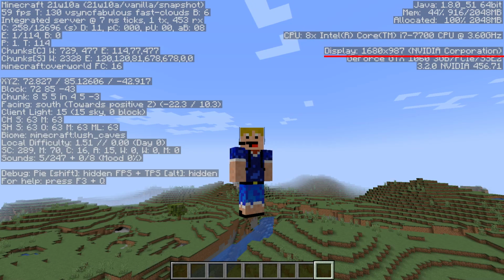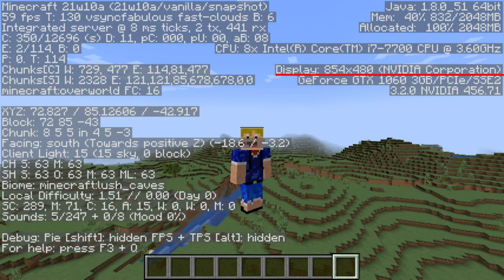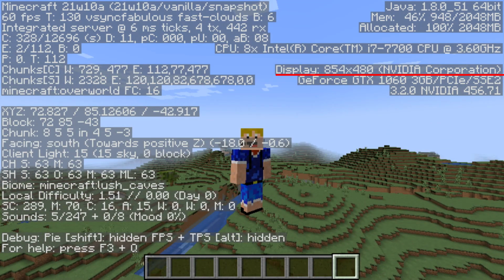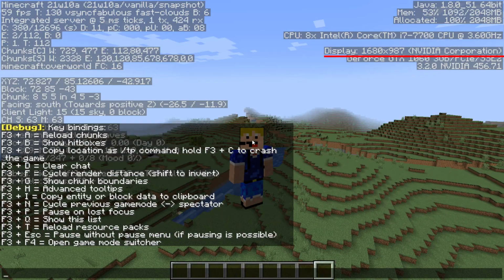Then below that we have display, which shows the resolution you're currently playing at, which I think I can change by doing this. There we go. It looks a bit different on the screen now as well. I just minimized the screen and now you can see the display is smaller as well. Let's get that back. It also mentions the name of the GPU company.